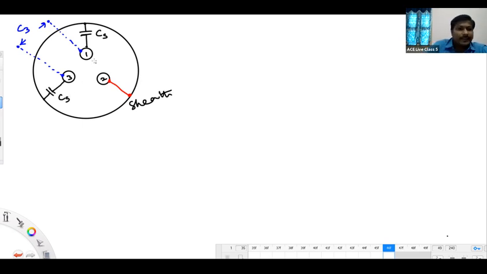1 to 2 existing, that is CC. 2 to 3 also existing, that is also CC. 1 to 3 also existing, that is also CC. Only one capacitance is missing: 2 to sheet capacitance. Remaining all capacitances exist in the circuit. Okay.